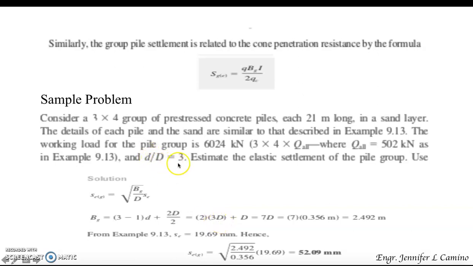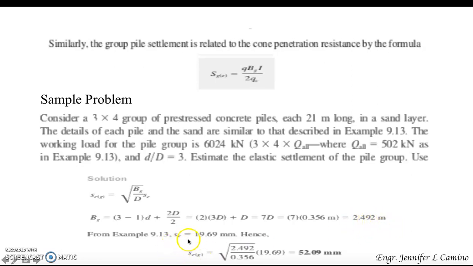Actually, this 3D is taken from here. This small d over capital D is equal to 3. So the value for small d is equal to 3D. We substitute the value for small d in this equation. So this is 2 times this d, which is 3 times capital D, so you have your 3D. We simplify this, and it resulted in 2.49 meters.